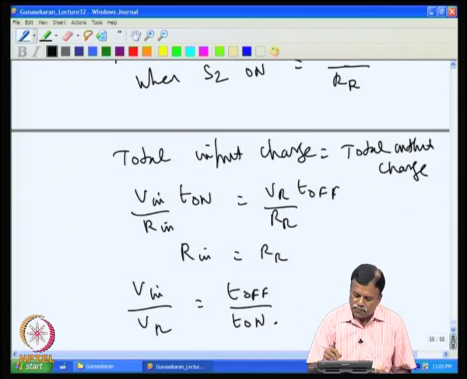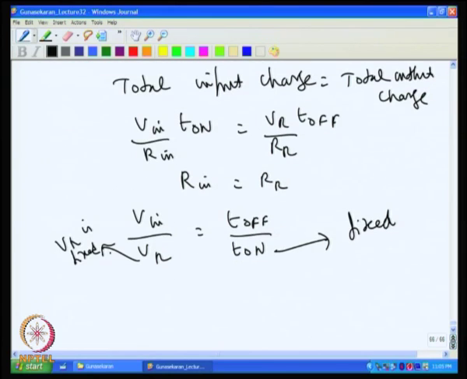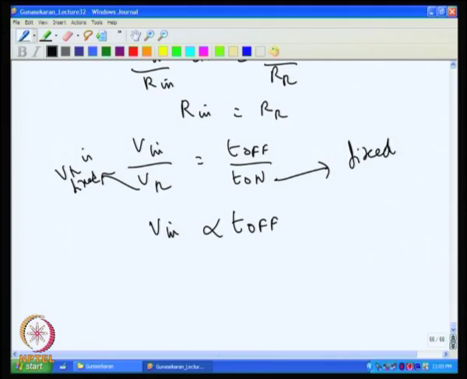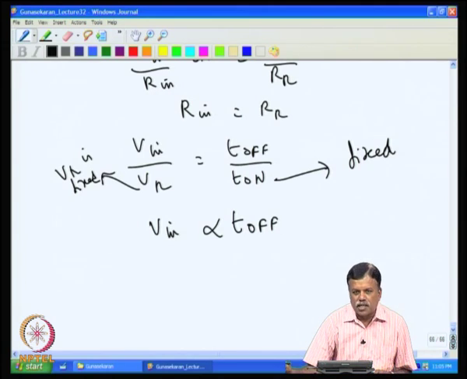If T on is fixed and V R is fixed, then V in is proportional to T off. That means the input voltage is measured in terms of time. So, if I can have a clock to measure the T off time and keep the T on constant and keep the V R constant, then my input voltage can be measured in terms of off time. So, off time can be obtained using a clock.